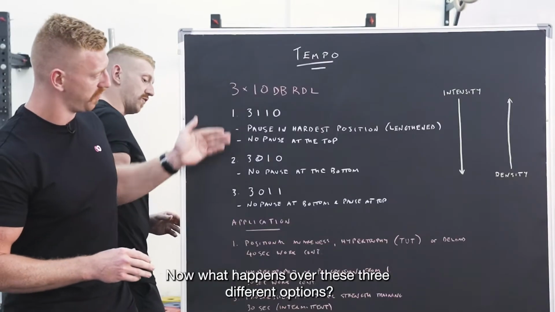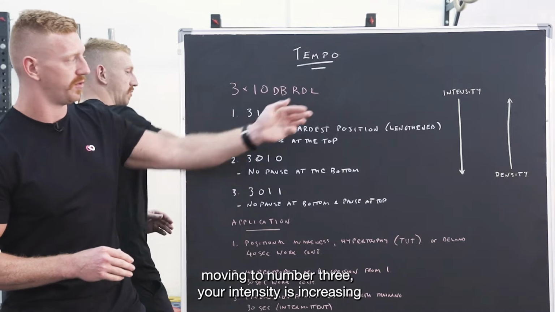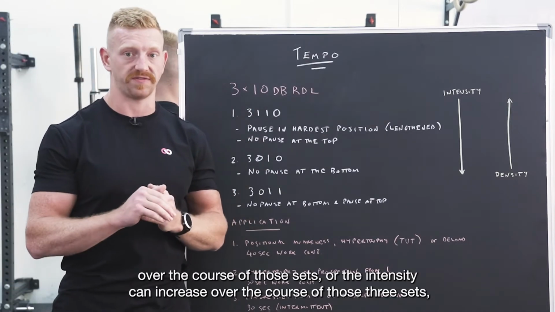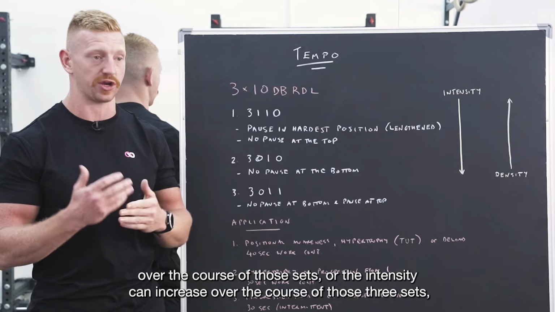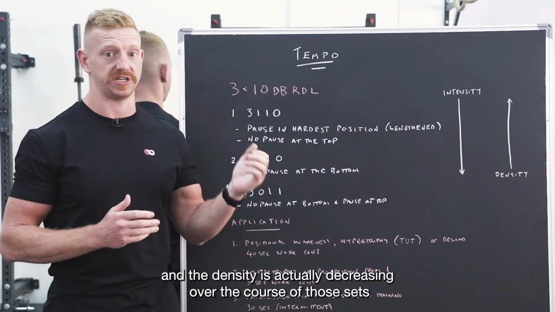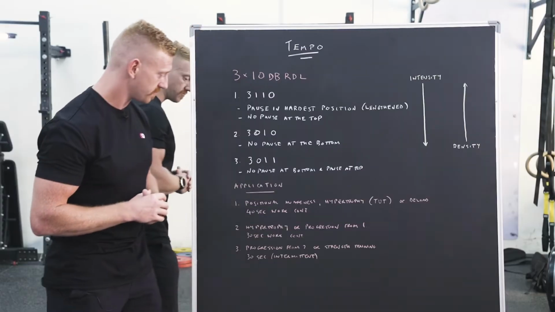Now, what happens over these 3 different options? Option number 1, moving to number 3, your intensity is increasing over the course of those sets, or the intensity can increase over the course of those 3 sets, and the density is actually decreasing over the course of those sets. And we'll talk about the application of that in just a second.